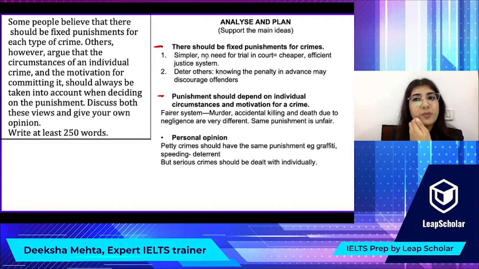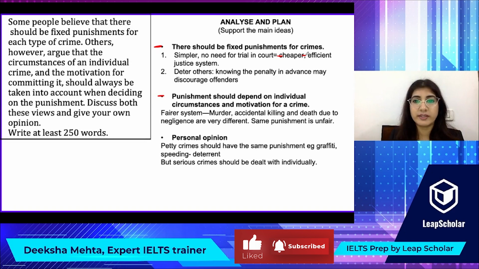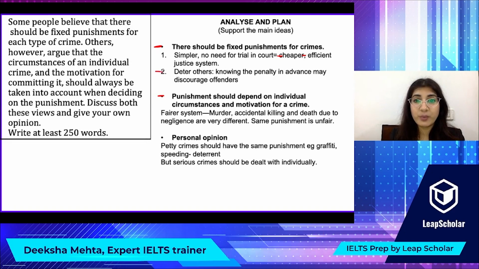So there should be fixed punishments for crimes. So how exactly can I support them? So this would make it simpler. There would be no need for trial in court because there are fixed punishments for crimes. It would make it cheaper and make our justice system more efficient because there's no need for trials for separate crimes. So each crime has one separate punishment. So you can just make it a more efficient justice system. The second advantage that this would have is it would deter others. So when they know the penalty in advance, the offenders would be discouraged from committing that crime.